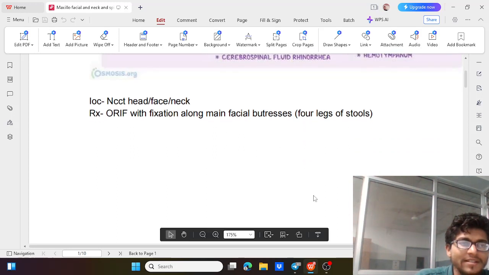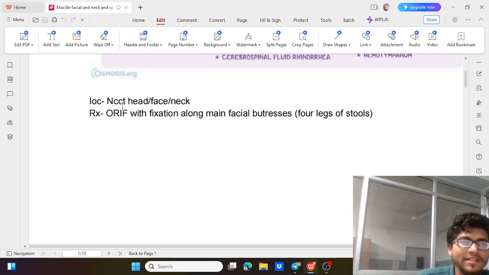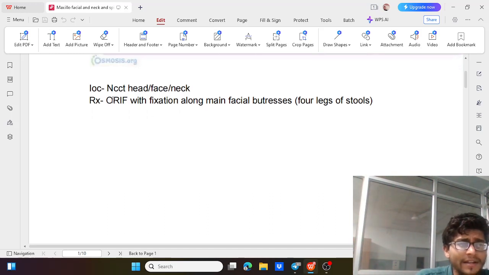Now, what is the investigation of choice for these injuries? We will go for non-contrast CT of the face mainly. Apart from that, if we are suspecting other injuries, we can go for CT head, which will include the face, and CT neck, so it will give us a full picture. Otherwise, we can also do CT face. And if you have to answer in one word, it is NCCT face.